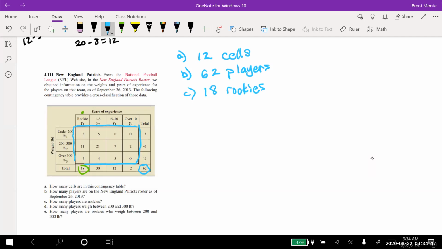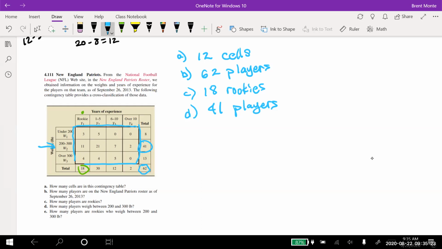How many players weigh between 200 and 300 pounds? Well, between 200 and 300 pounds is this row right here. So we go to the end of that row and we say, oh, 40 players. I don't know why I said 40 instead of 41, but let's take that out of there. 41 players. I look back at that number, I said, that's not a 40. So let's go on to E.